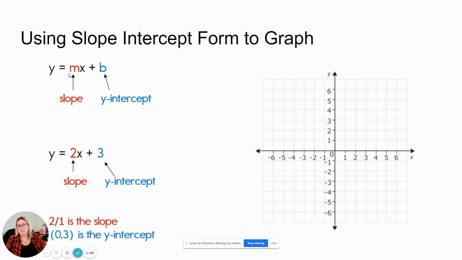So if we start with y equals mx plus b for our slope and our y-intercept, here's an example of an equation: y equals 2x plus 3. Our slope is 2, our y-intercept is 3. If we were going to graph this, first of all, we would want to turn our slope into a fraction, so 2 over 1 is the same. And then our y-intercept is 3.